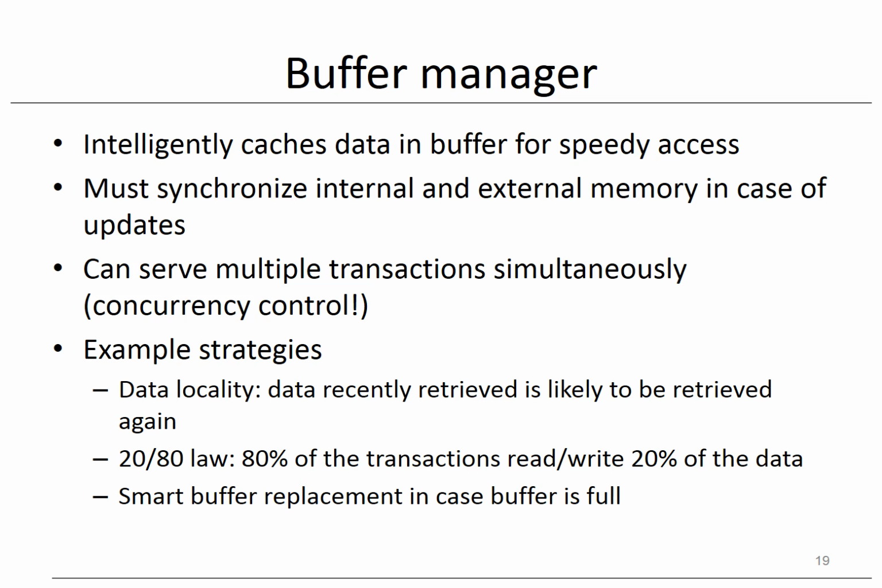A simple buffering strategy is based upon data locality, which states that data recently retrieved is likely to be retrieved again. Another strategy uses the 20/80 law, which implies that 80% of the transactions read or write only 20% of the data. Finally, when the buffer is full, the buffer manager needs to adopt a smart replacement strategy to decide which content should be removed.